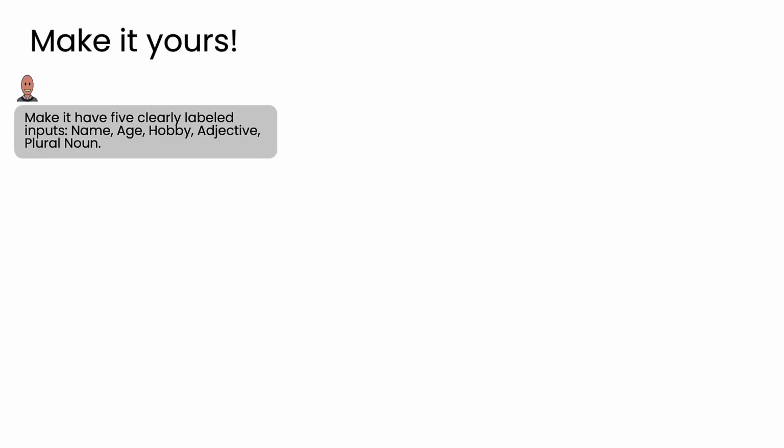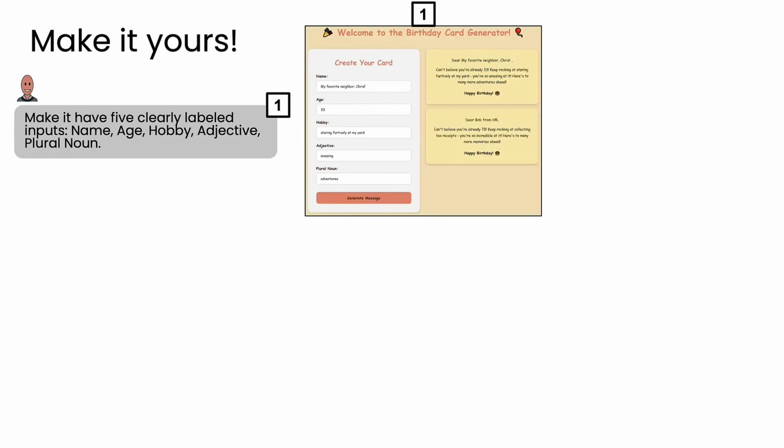So you might continue the chat conversation by telling the AI to make it have 5 clearly labeled inputs: name, age, hobby, an adjective, and a plural noun. And it'll update the app to look like this. And notice that I'm writing very specific instructions here. I'm not just saying, make it have 5 fields. I'm telling it what the 5 fields are that I want it to have.